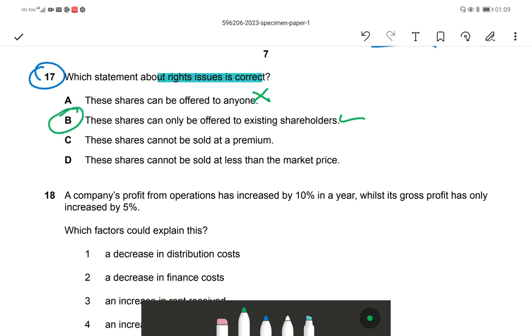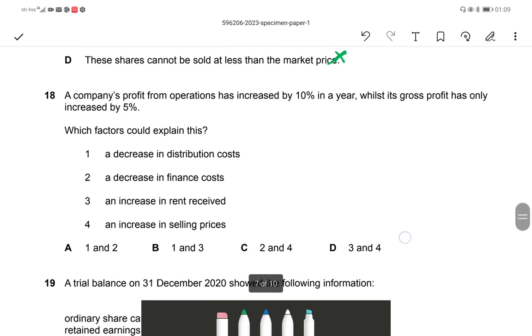The third is they cannot be issued at a premium. No, we can issue at a premium. Cannot be sold at less than the market price. No, we can issue at any price. The perfect answer is option B.